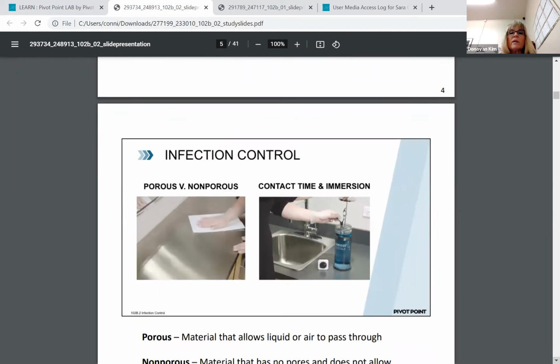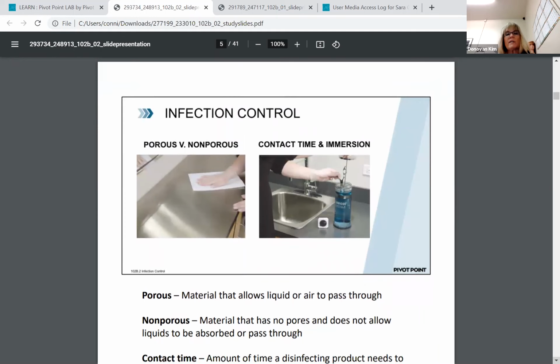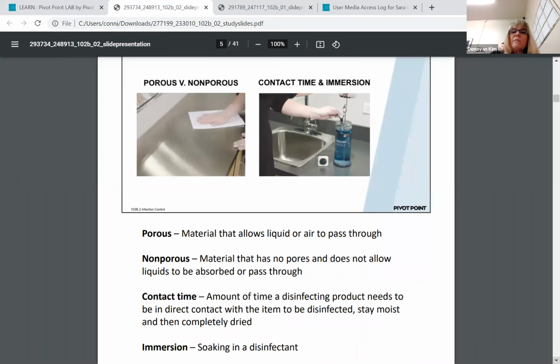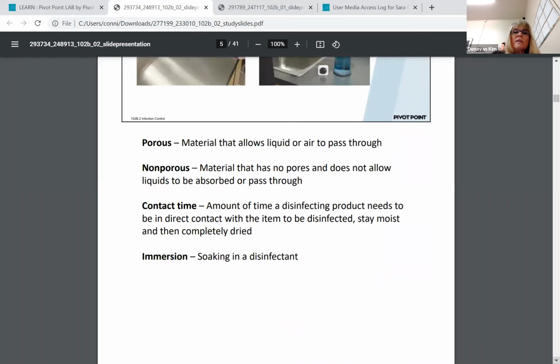So when we talk about porous versus non-porous, and then the contact time with the immersion, right? We talk about porous ends in the hair, but porous basically means that it is a material that allows liquid or air to pass through it. Non-porous is a material that has no pores and does not allow liquids to be absorbed or passed through, okay? Contact time is the amount of time a disinfectant product needs to be in direct contact. And then immersion, because it'll say total immersion on a lot of things. Immersion is soaking it in a disinfectant.